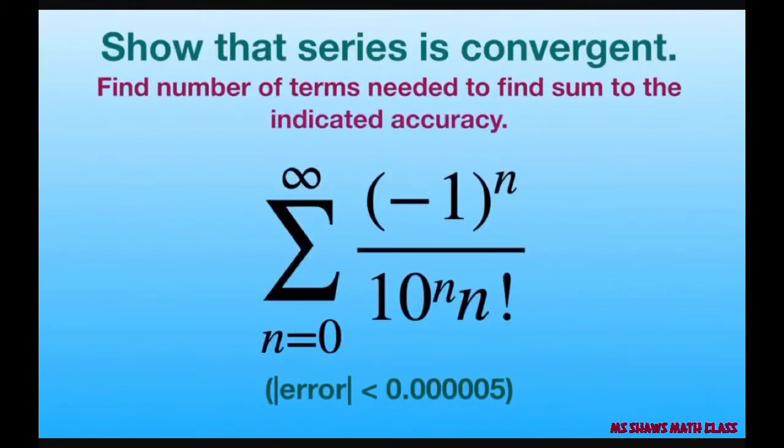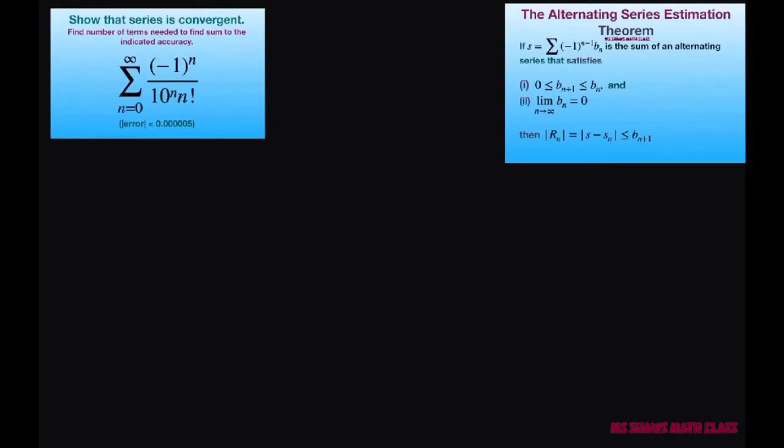Hey everyone, we're going to show that our series is convergent, and then we're going to find the number of terms needed to find the sum to the indicated accuracy given here. So let's go ahead and rewrite this as the sum. And we have to be careful with this one because we're starting at n equals 0. We usually start at n equals 1.